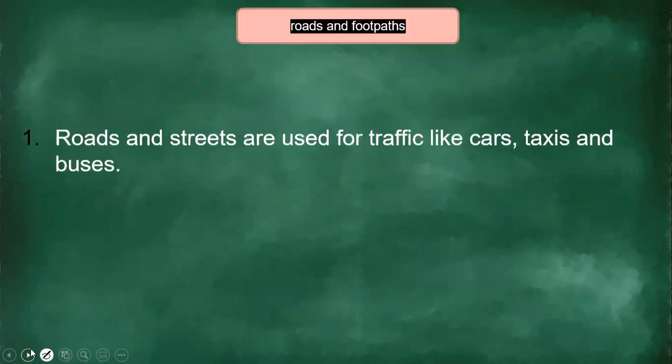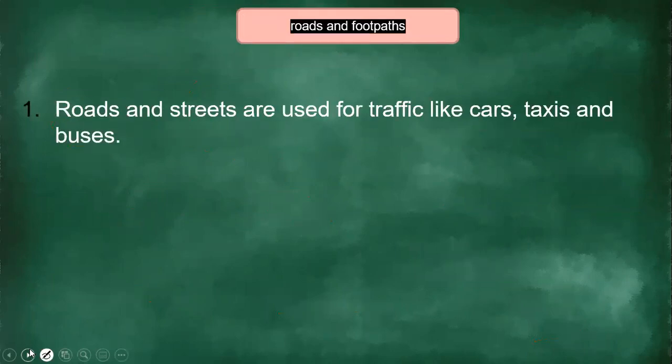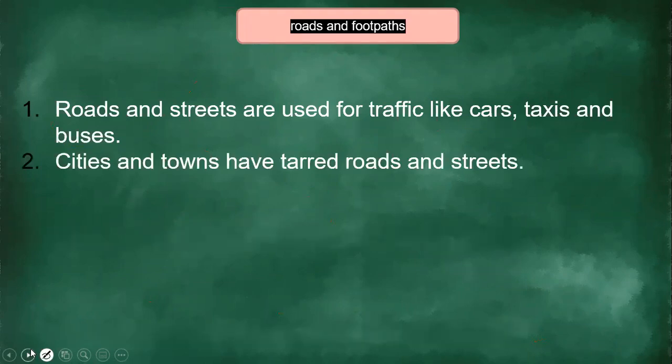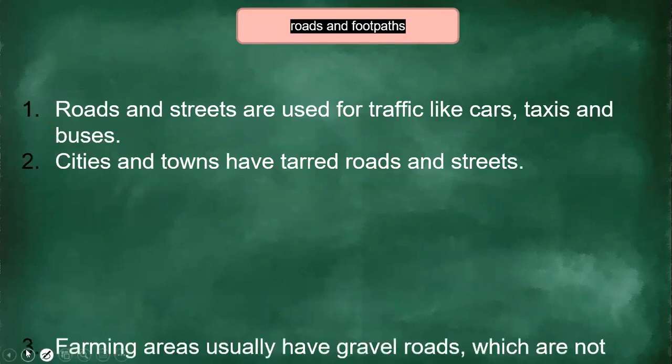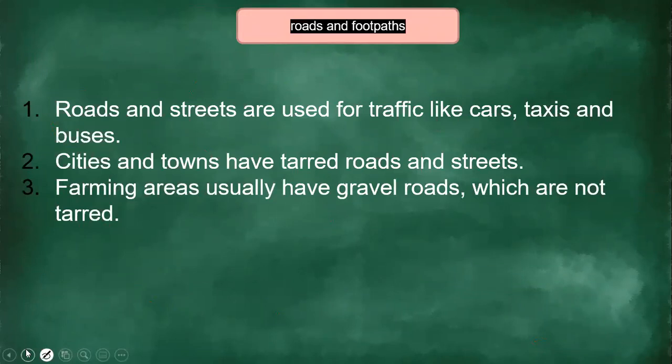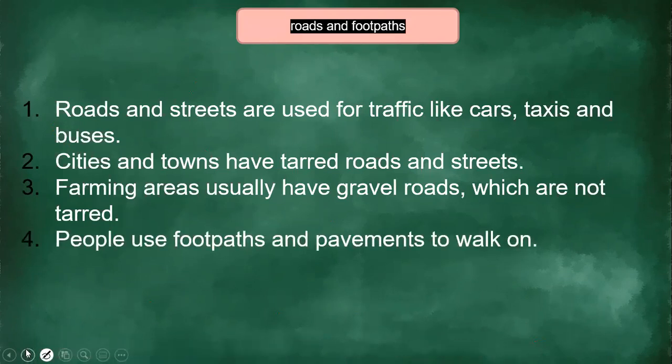Wonderful. Roads and footpaths. Roads and streets are used for traffic like cars, taxis, and buses. Cities and towns have tar roads and streets. Farming areas usually have gravel roads. They do not have tar roads. So people use footpaths and pavements to walk on. If you don't have a car, you must walk on the pavement. It is called a pedestrian.